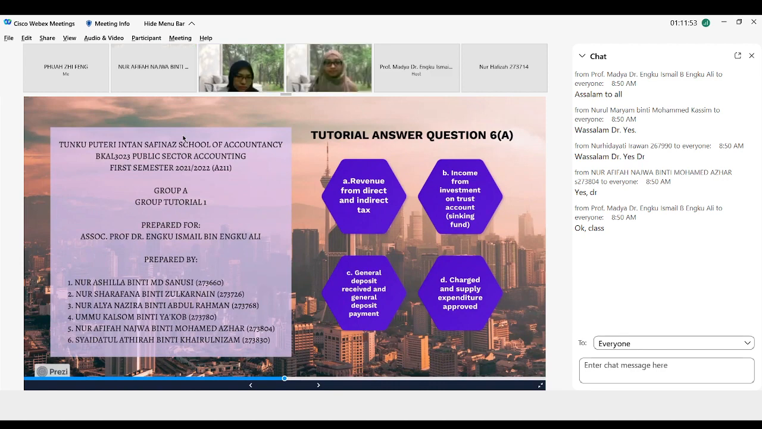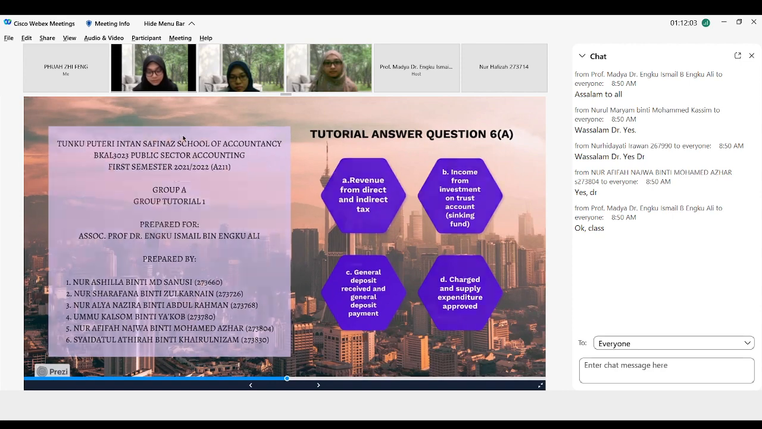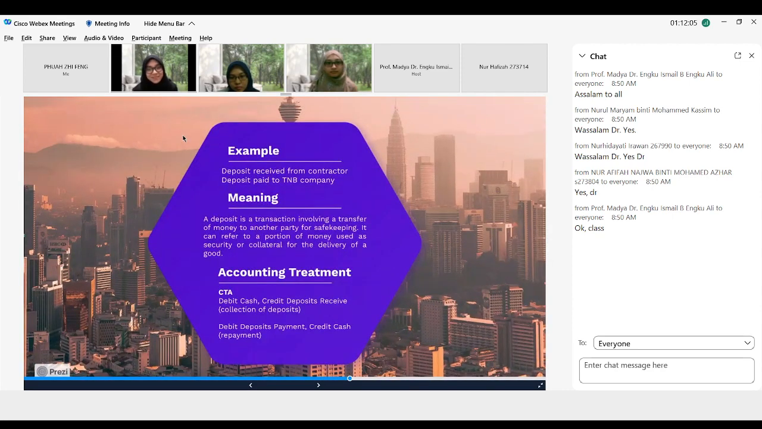Okay, moving on to question C. There are 2 transactions. The first one is general deposit received, for example, deposit received from a contractor, and the second one is general deposit payment. The example for this transaction is deposit paid to TNB.